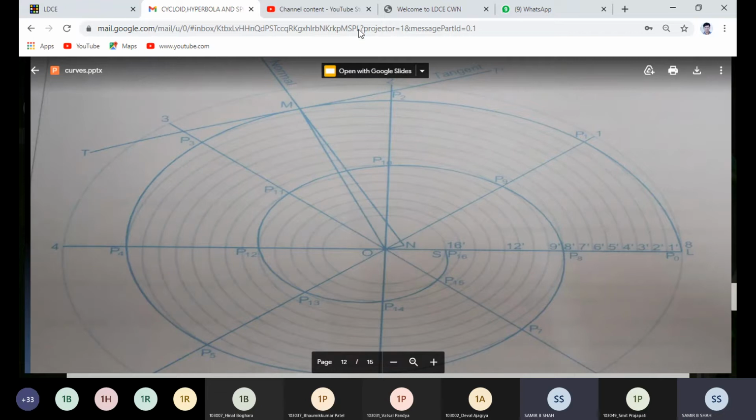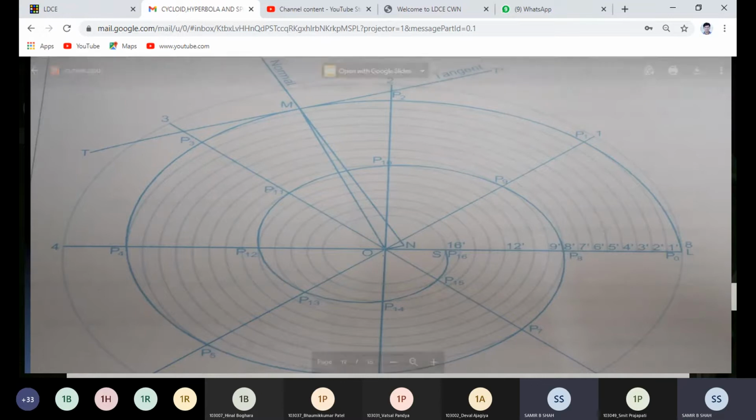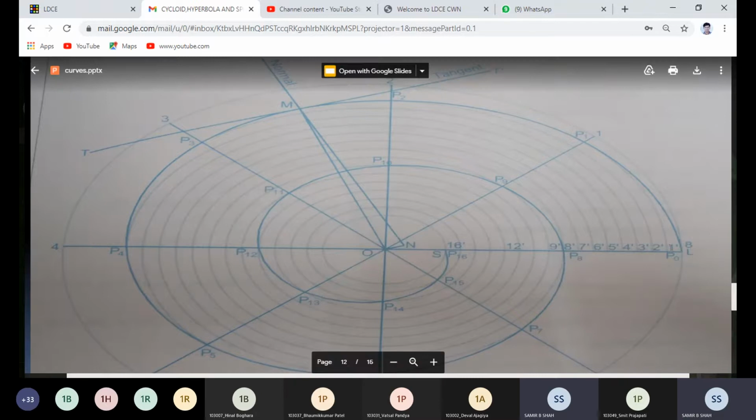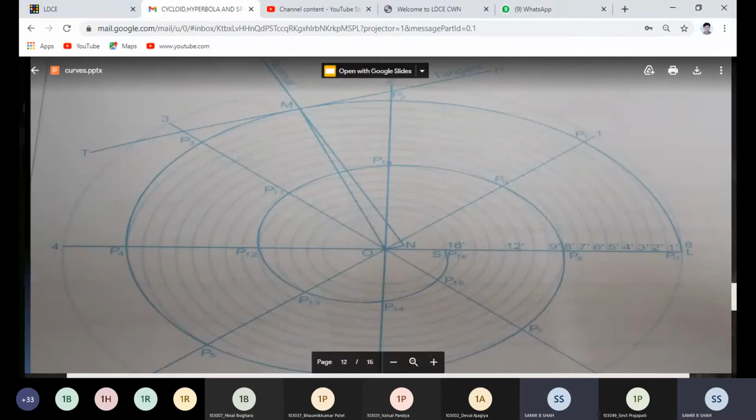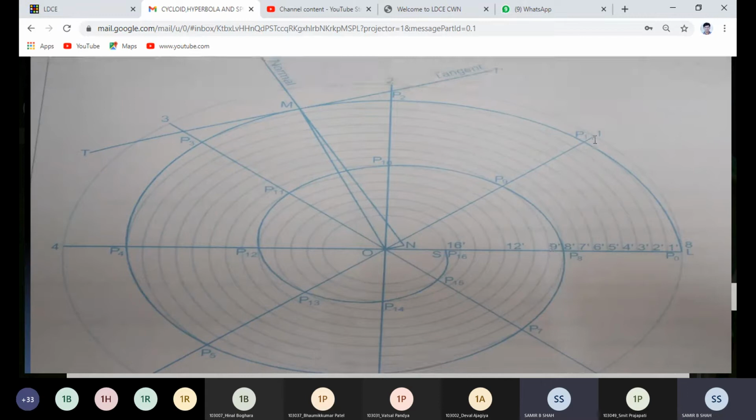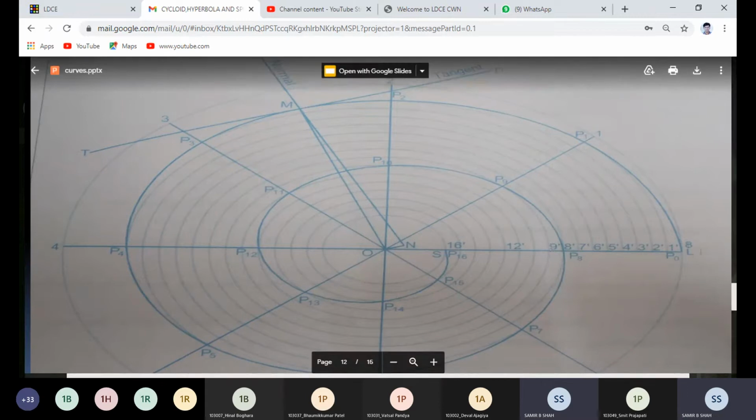Take center at O and radius is equal to O1 dash. And draw the arc to get point P1 on the radial line O to 1. Okay, 1 तक ही आपको 1 वाली जो लाइन है वहां तक arc ड्रॉ करनी है. Same way O2 dash up to 2, O8 up to 8.